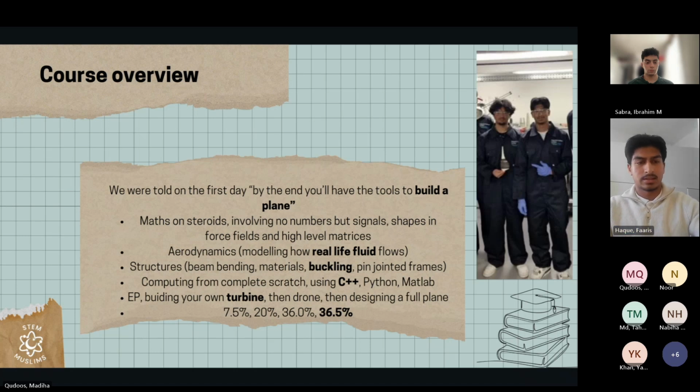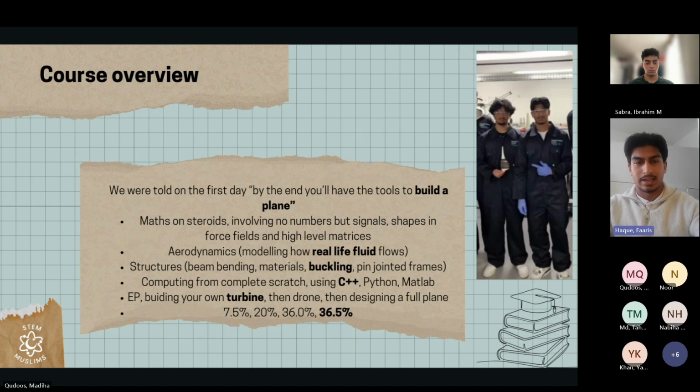Structures, another really integral part of your course, where you're going to learn how beams bend. You're going to learn how much force it takes to crumple, as in buckle, a rod, how much force it takes to snap it apart, and then you join it all together in complex pin jointing structures.